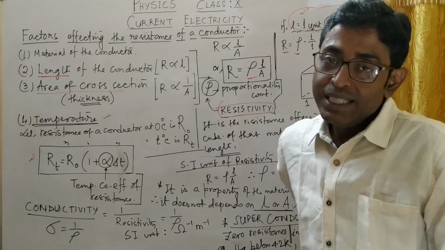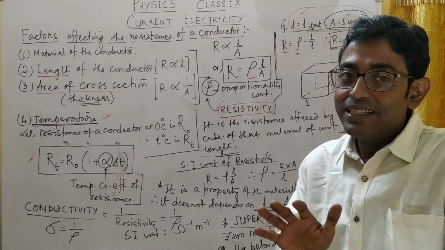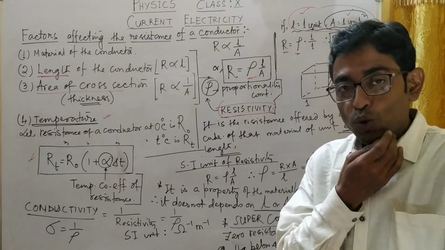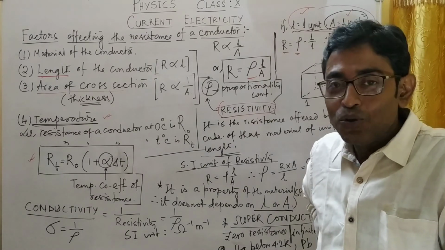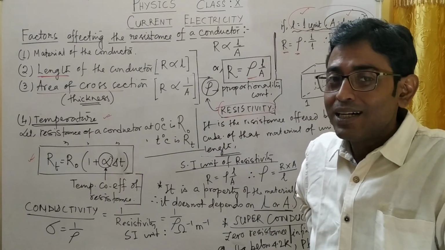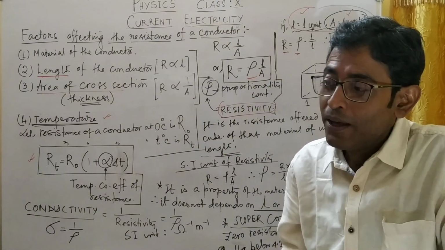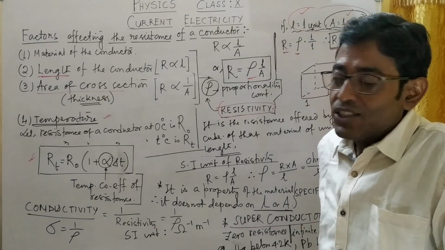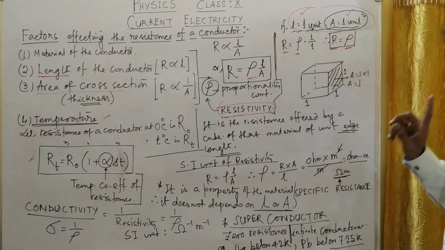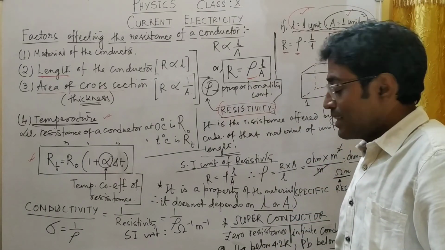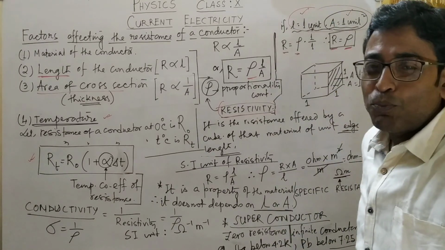So go through this first section of this chapter. We have learned what is current and what is potential difference, how current and potential difference are related to each other, what is Ohm's law, how to verify Ohm's law, how to find the resistance of an unknown wire, how to draw the VI curve, it is a straight line, how to find the resistance from the VI curve, what is resistance, on what factors the resistance of a conductor depends, what is the resistivity of a conductor, what is conductivity. We have learned that, and lastly we have learned about superconductors. So you all know this is the first portion of the chapter.